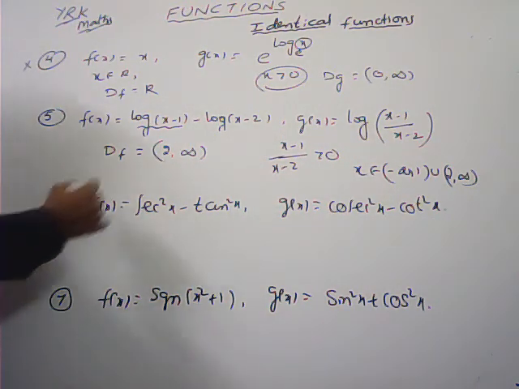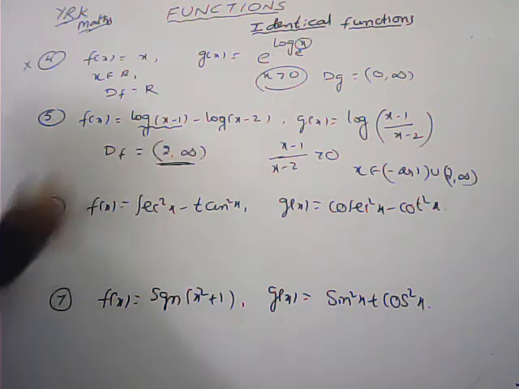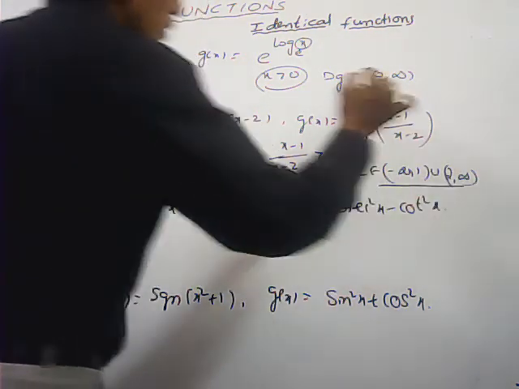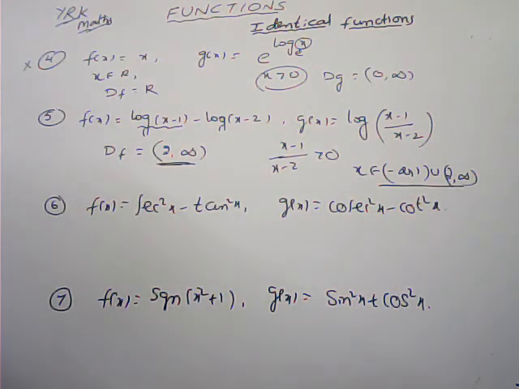Now here you can see the domain of f is 2 to infinity. The domain of g is minus infinity to 1 union 2 to infinity. So both are not defined on the same domain. So both are not identical.